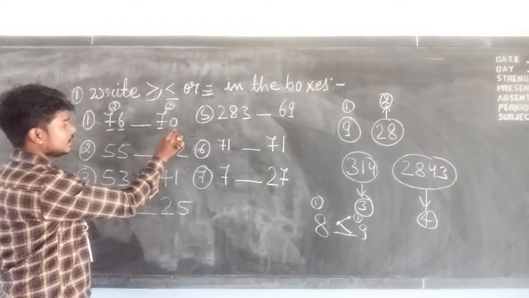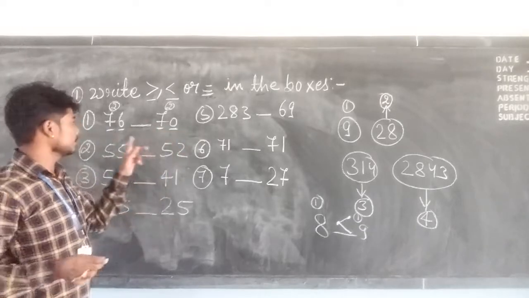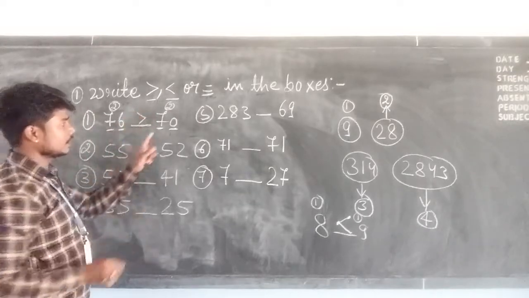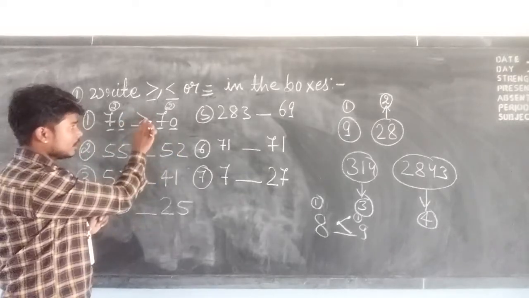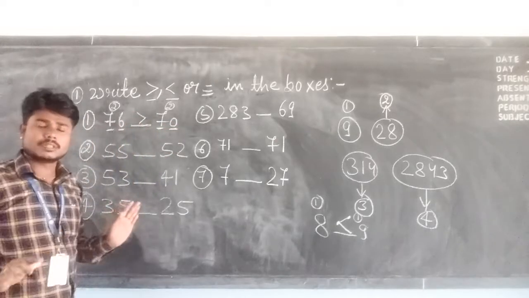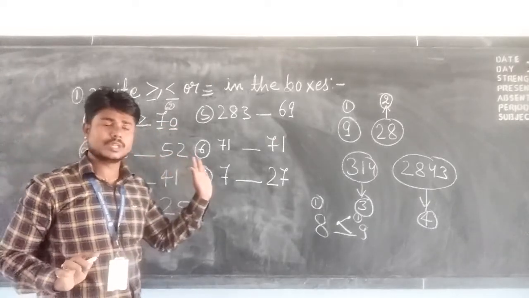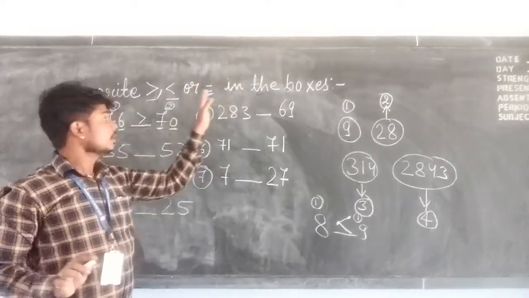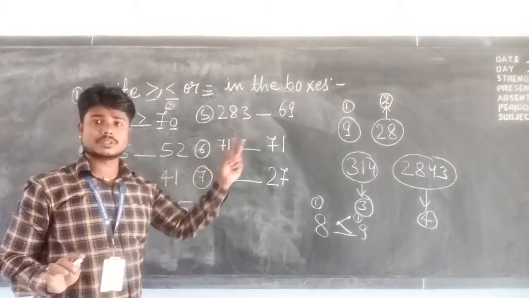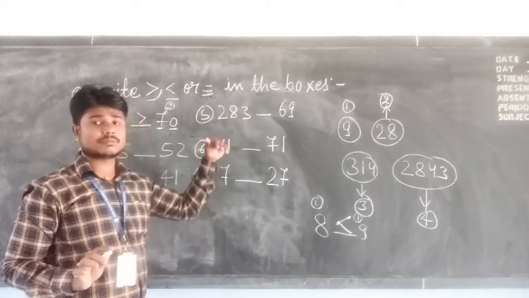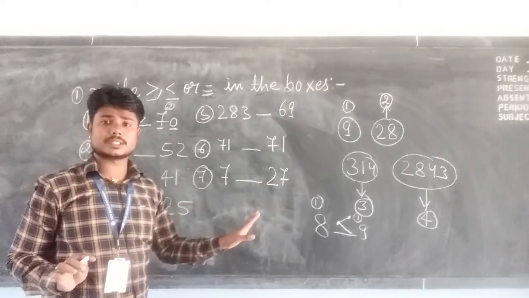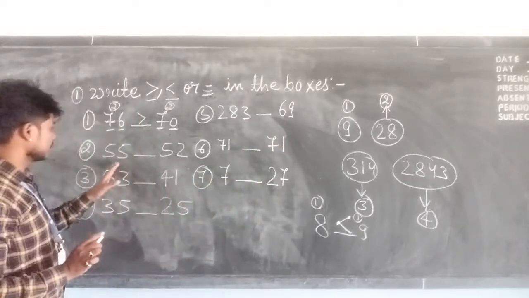This is 6 and this is 0. So which one is bigger? 6 is bigger. That means 76 is bigger than 70. So this arrowhead indicates the smaller one, and this tail indicates the bigger one. Hope you all have understood how to put the given sign in these boxes. This is called comparison of two numbers, to compare which one is bigger, which one is smaller, or which two given numbers are the same.